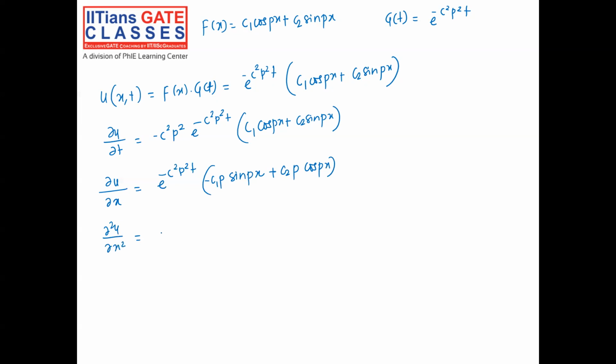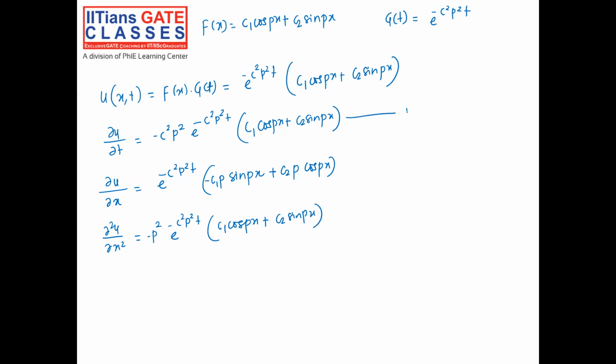be minus c square e to the power minus c square p square t, and this will be differentiation of sine of px is cos of px into p, so this is p into p is p square, which will come again in the next term, so we'll take it outside, minus p square. So I will write it as c1 cos of px plus c2 sine of px.